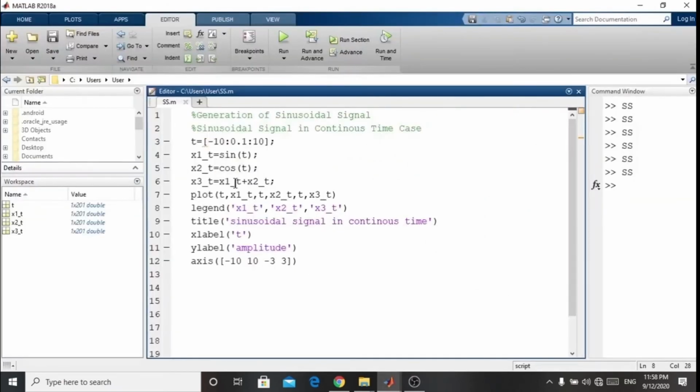Then let's do signal multiplication. For that we can change this plus operator to multiplication. Remember to put a dot before multiplication, because here we are using the scalar elementwise multiplication. Otherwise it will do the matrix multiplication.